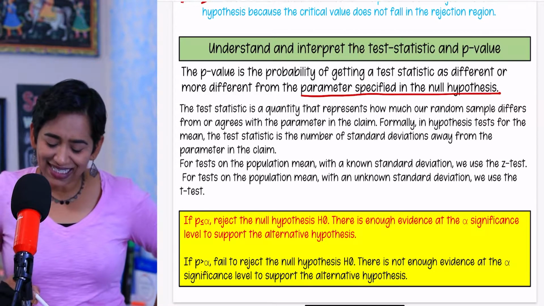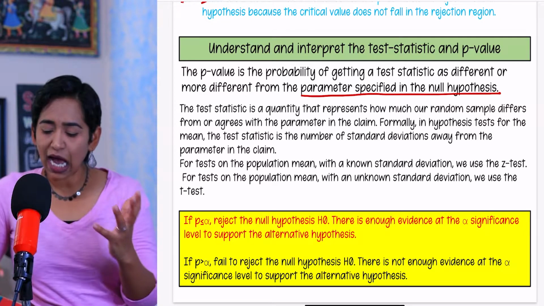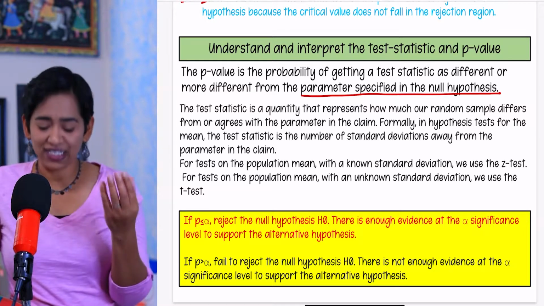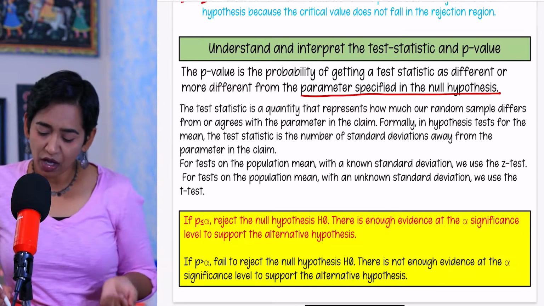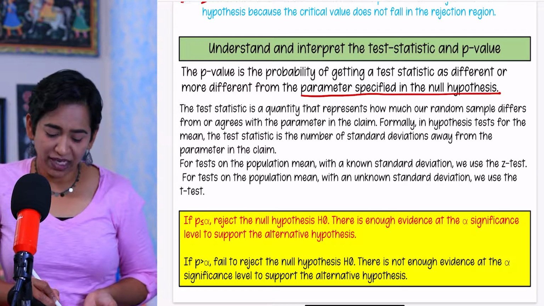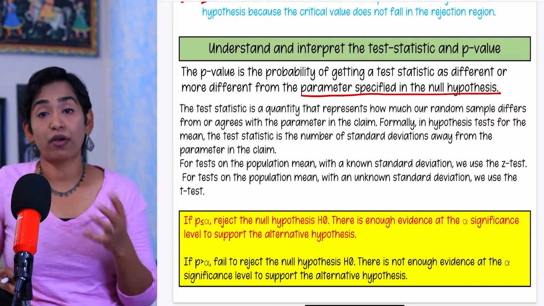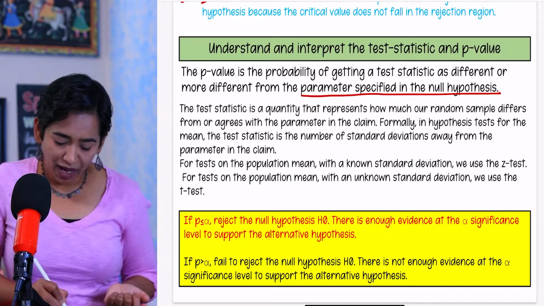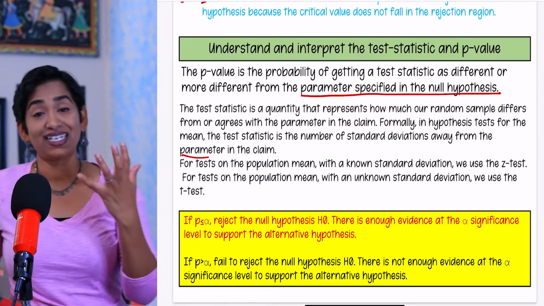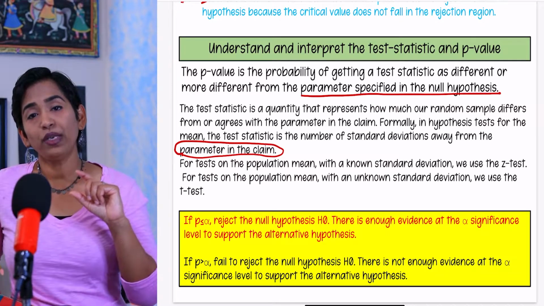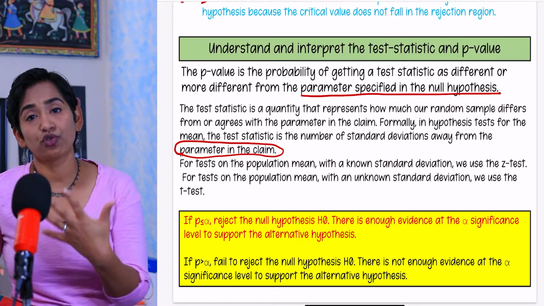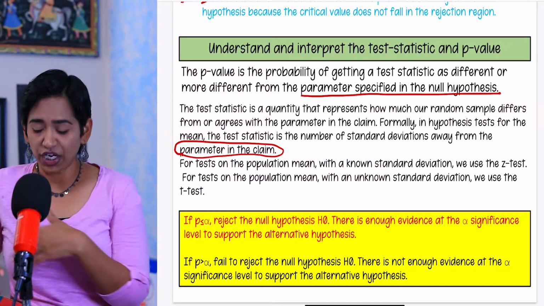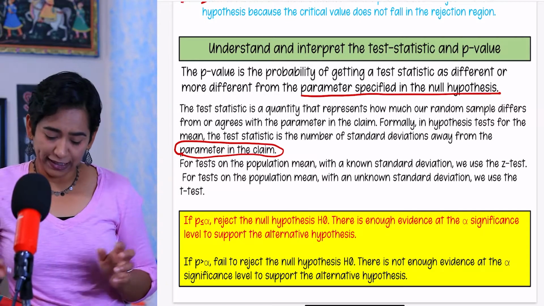So a test statistic is the quantity that represents how much our random sample differs from or agrees with the parameter in the claim. Formally, in a hypothesis test for the mean, the test statistic is the number of standard deviations away from the parameter claim, because it's the z-value. The test statistic is the z-value. We will be doing two different types of tests deeper into the course, but as of now, we will look at the test statistic as the number of standard deviations from the parameter of the claim.